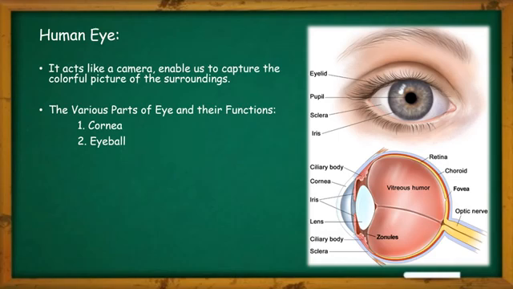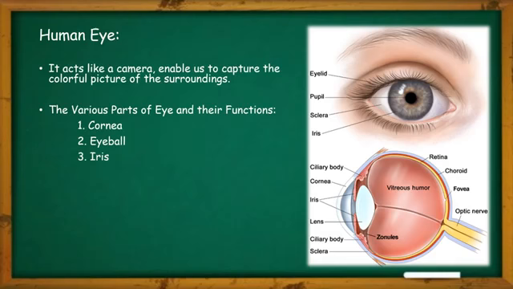Next, as you can see, the black color part is known as the eyeball, and this eyeball is approximately spherical in shape, with a diameter of about 2.3 centimeters, and through it light enters into our eye.